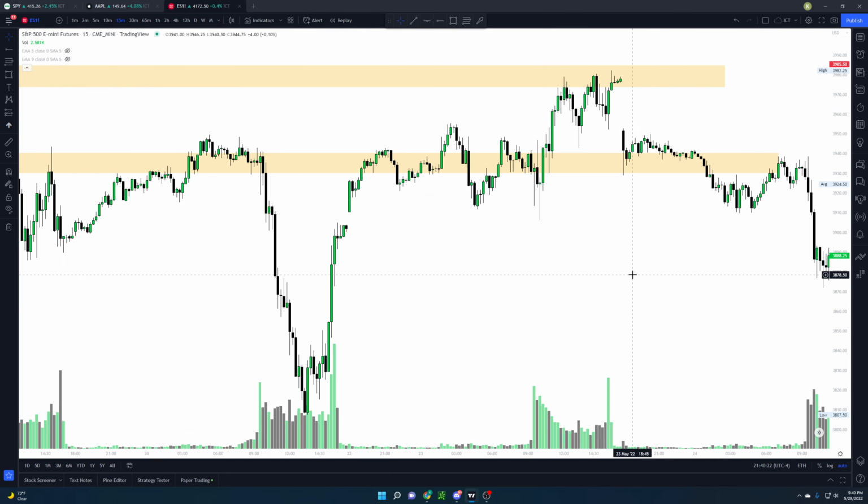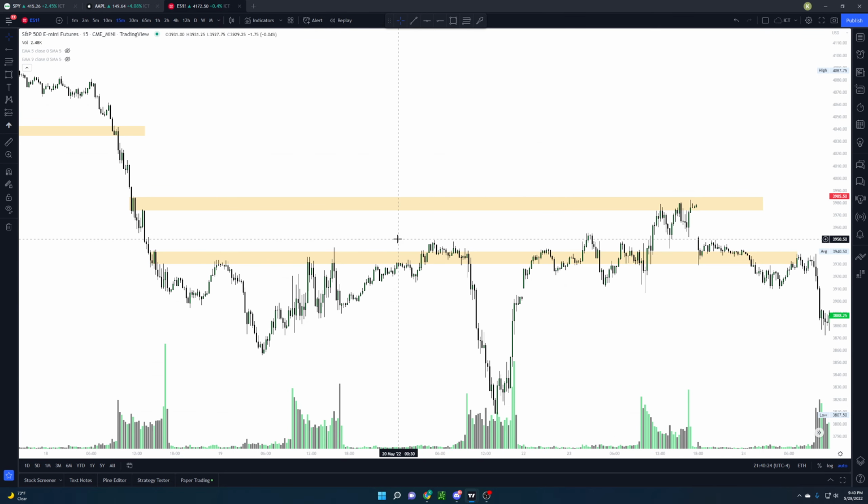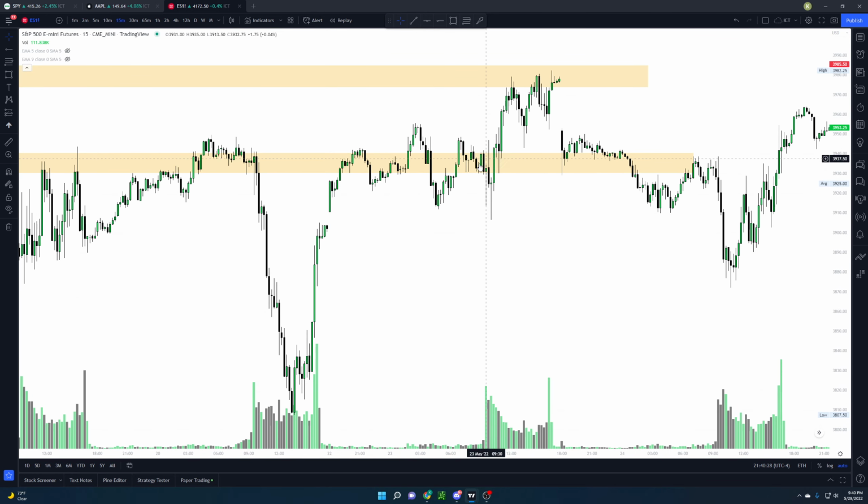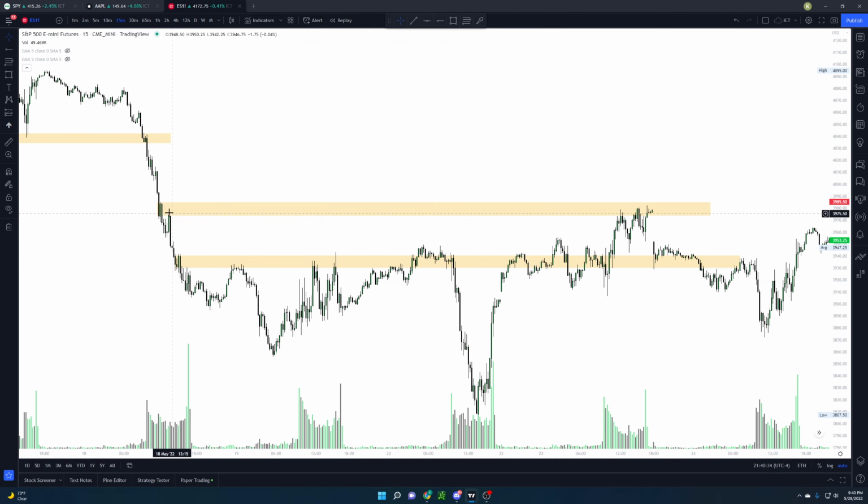And check this out. You get a couple breaks over that. Up here, you get a break over right here, and then you reject from that exact same zone that we had earlier.